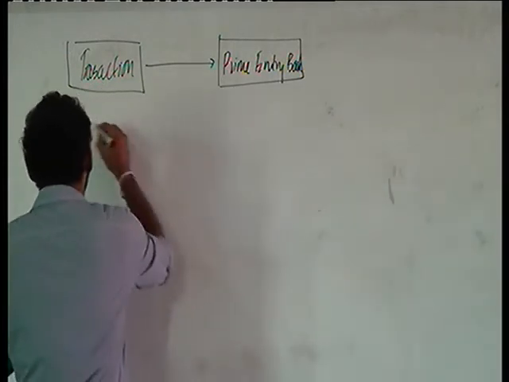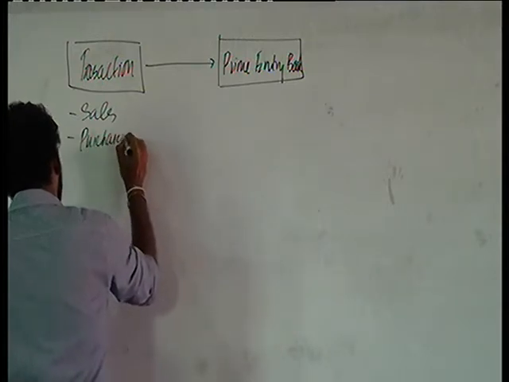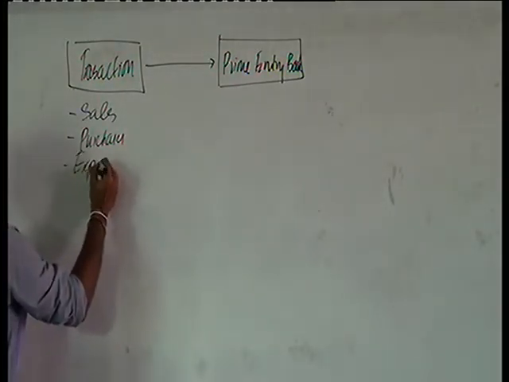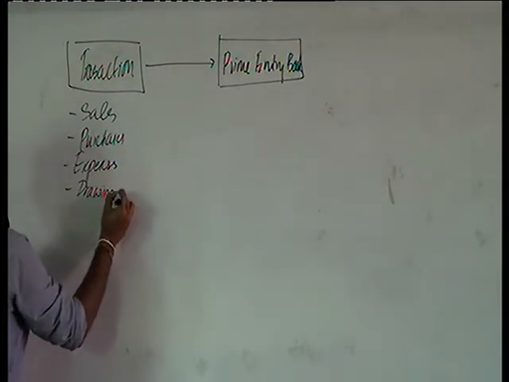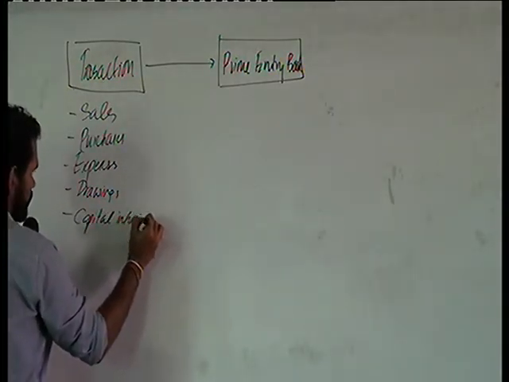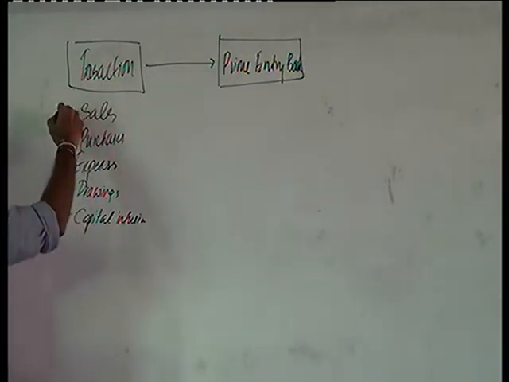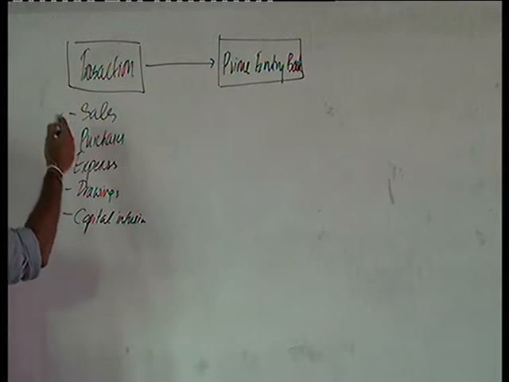So it could be sales, it could be purchases. What types of transactions do we have in a company? Let's say expenses, drawings by the owner, capital infusion by the owner. Likewise, there could be various types of transactions happening in a company on a daily basis. And transaction to transaction also it's different. The way that we record a sales transaction is not the way that we record a purchase transaction. The way that we record an expense is not the way that we record a purchase transaction.